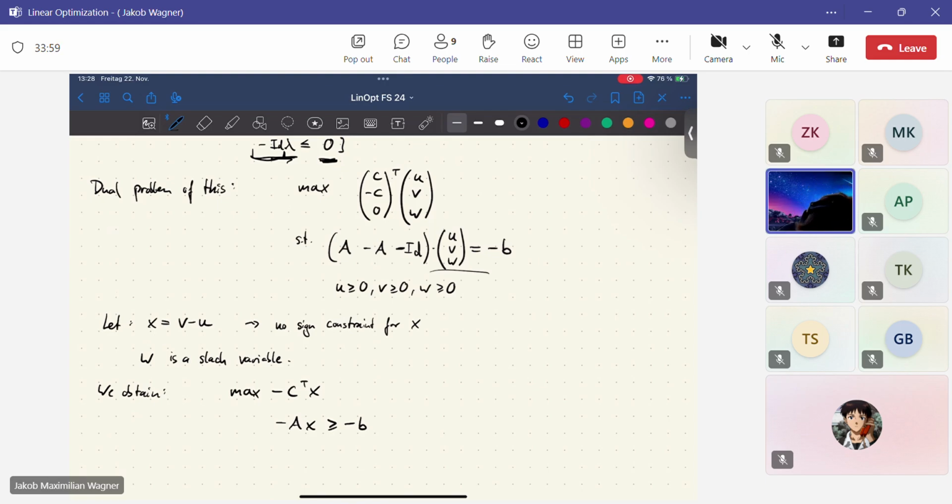here is a minus missing. So we subtract the slack variable, and thus we get equality. And if we don't subtract the slack variable, we have here the left-hand side that's greater or equal than minus b. Sorry.